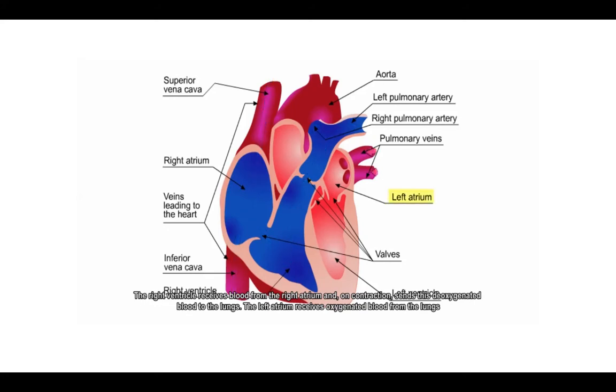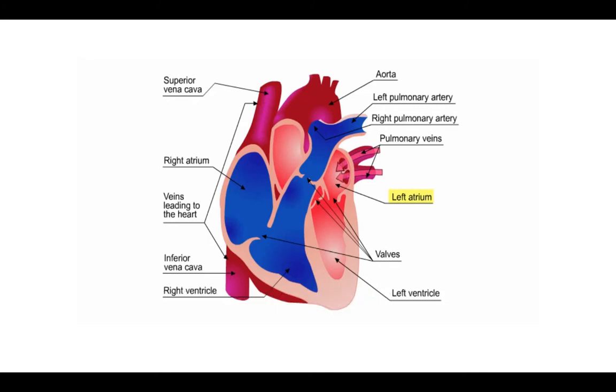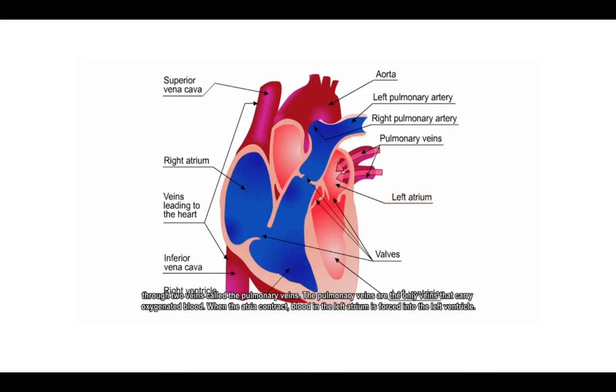The left atrium receives oxygenated blood from the lungs through two veins called the pulmonary veins. The pulmonary veins are the only veins that carry oxygenated blood. When the atria contract, blood in the left atrium is forced into the left ventricle.